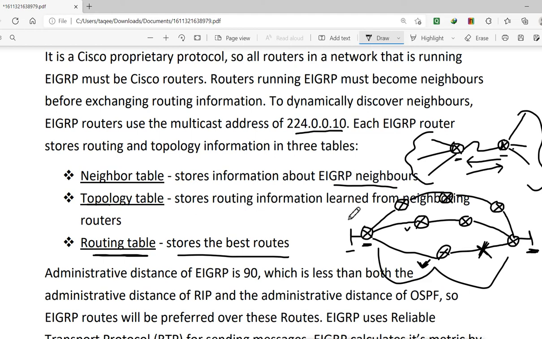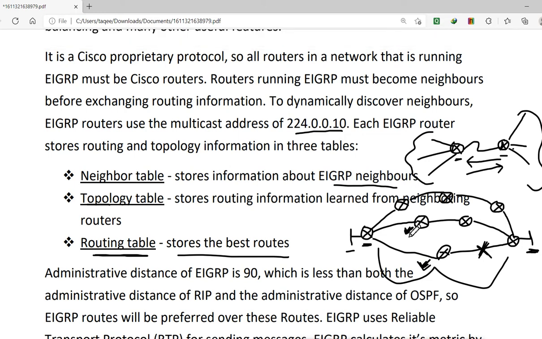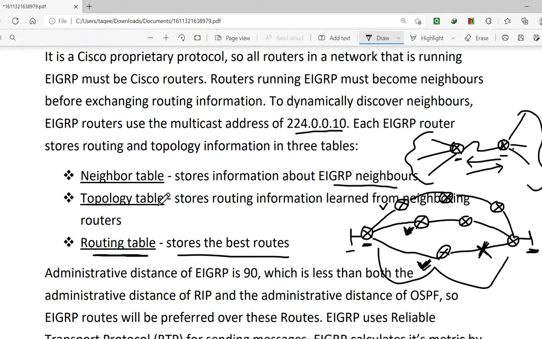But because of the topology table, EIGRP can do this very quickly. Why? Because once it calculates these 3 paths, this path is the best one and this path is the second best. It puts this second best path in the topology table. It knows that there is already a path which is the second best. This one is the best, this one is the second best, and this one is the third best. So it knows all these 3 paths and they are stored in the topology table.